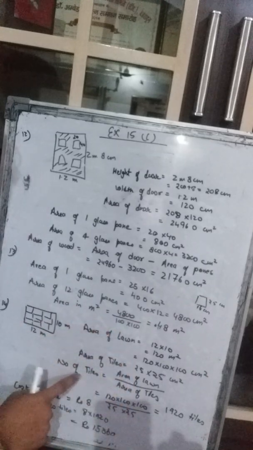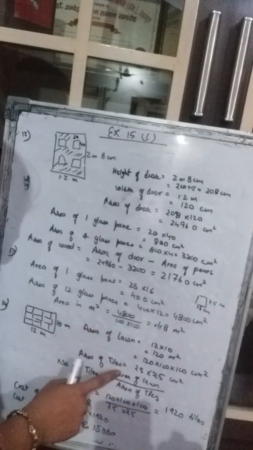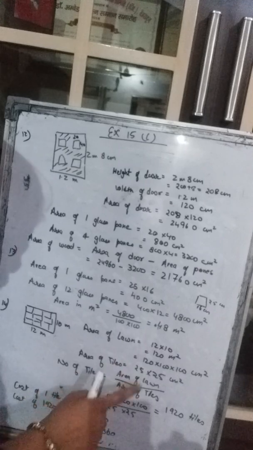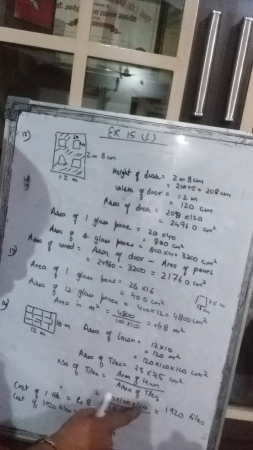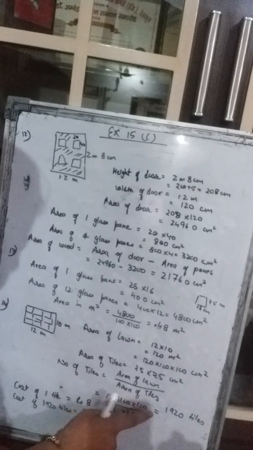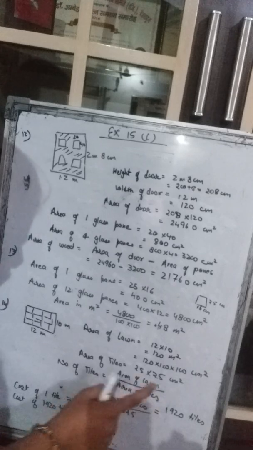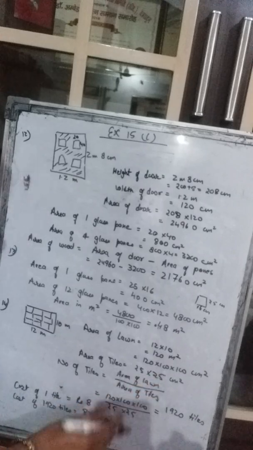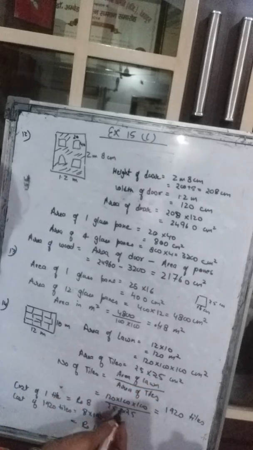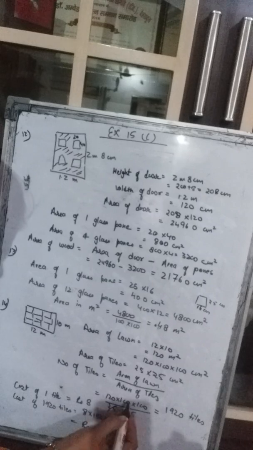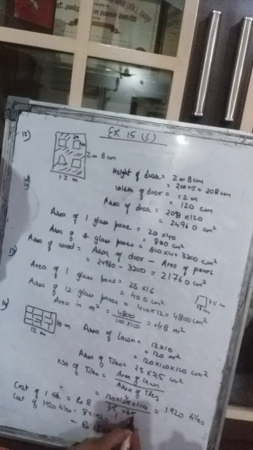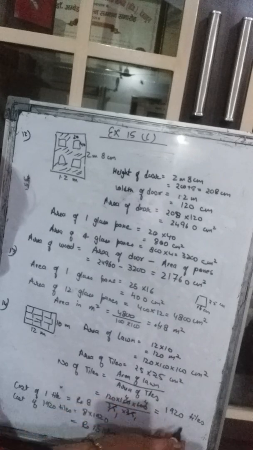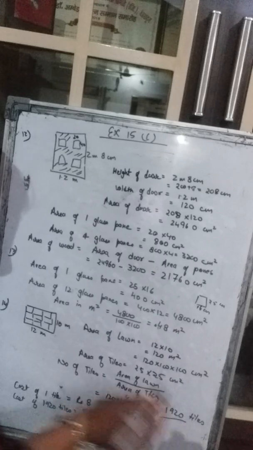How do we find out the number of tiles? Area of the lawn upon the area of the tiles. What is the area of the lawn? 120 into 100 into 100. That was it, right? Upon the area of the tile. What was the area of the tile? 25 into 25. Now you do the cutting here. So it will be easier for you to cut: 25 ones are 25, fours are. 25 ones are 25, fours are. Now you do the multiplication. So you get 1920 tiles.